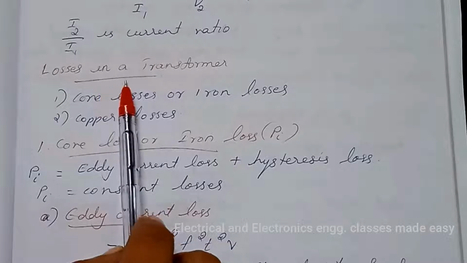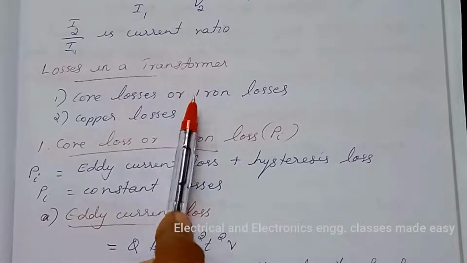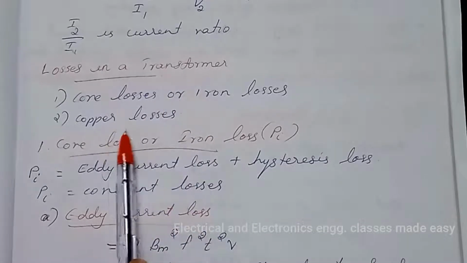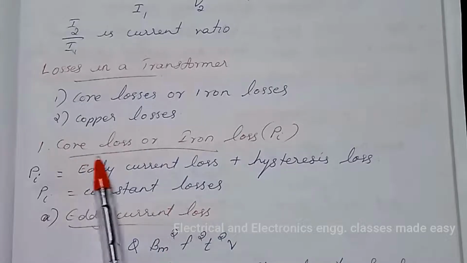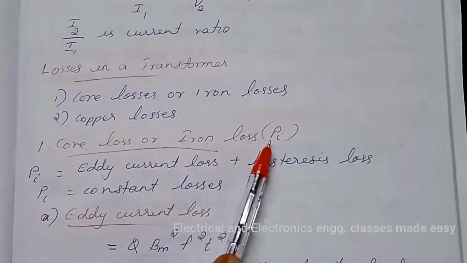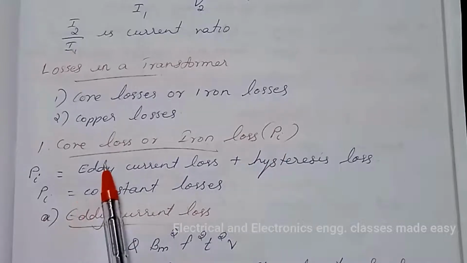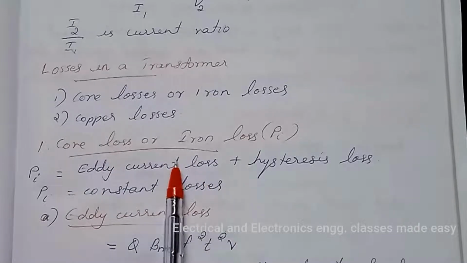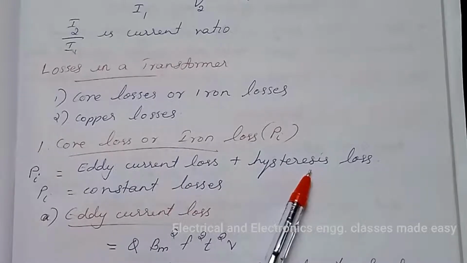Next are the losses in a transformer. The losses in a transformer are of two types: core losses or iron losses, and copper losses. Let us study core loss or iron loss, denoted by the letter Pi. Core loss is caused by the alternating flux in the core and consists of eddy current loss and hysteresis loss.